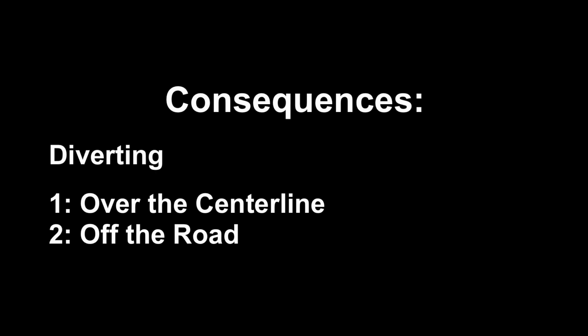There are two possible consequences of steering errors on curves. One, diverting over the center line, which can result in a head-on collision with an oncoming vehicle, or two, diverting off the roadway, possibly hitting pedestrians, bicyclists, or other objects.